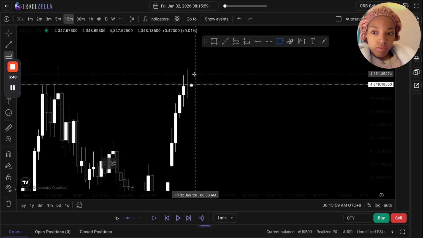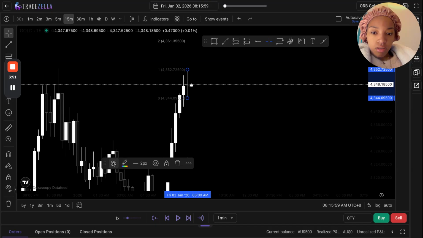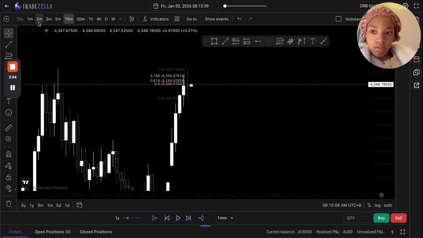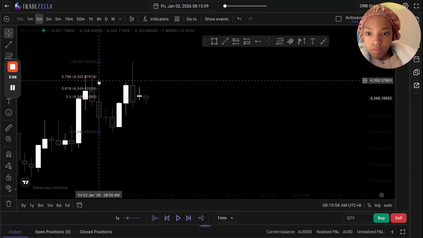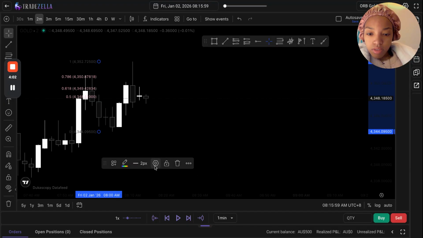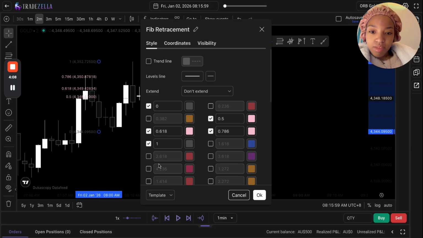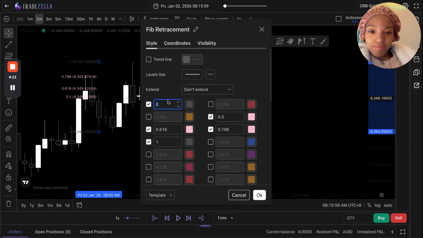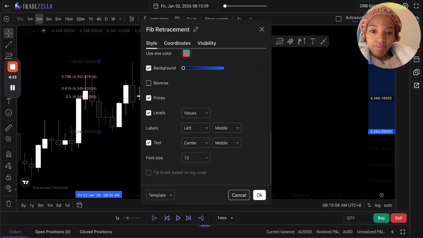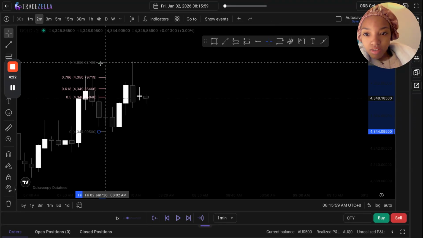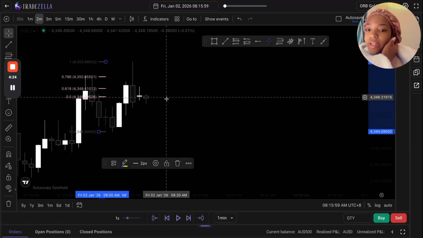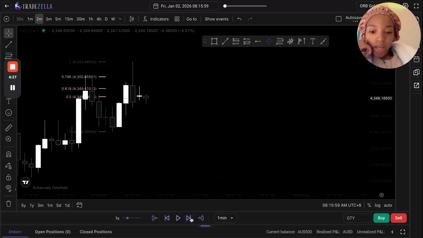Gonna draw our fibs. OTE. We got our OTE zone. Let me just change the colors because I can't see. My patience is running so thin right now. Why can't I see any of the levels? Oh, there we go. Okay, I want to see a candle closure out.